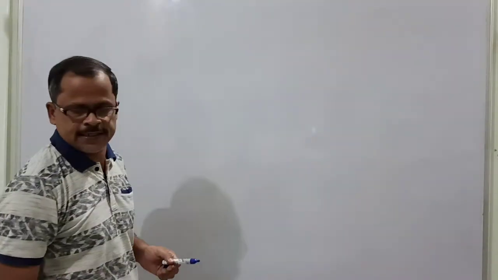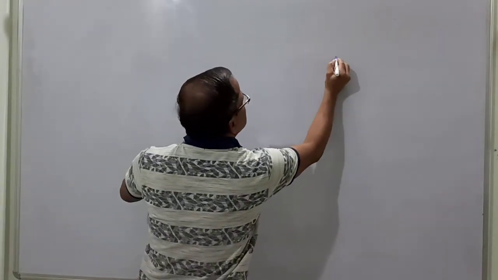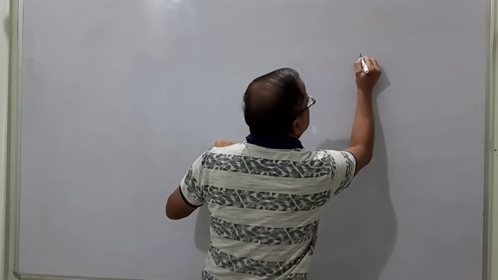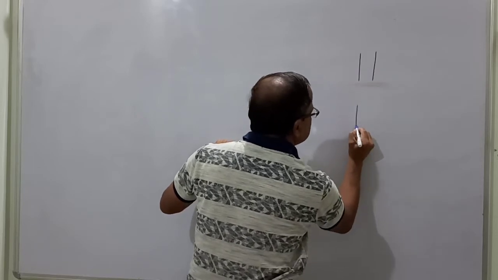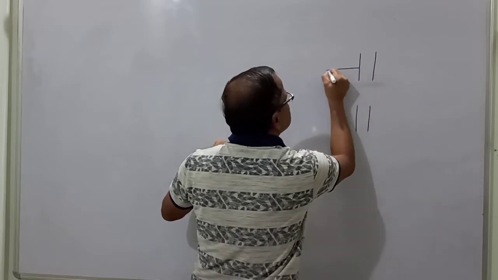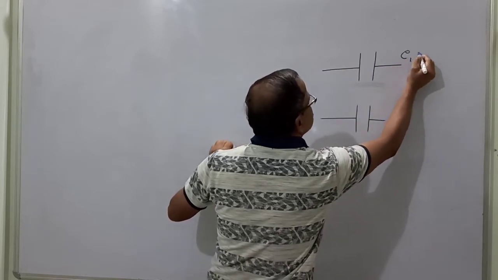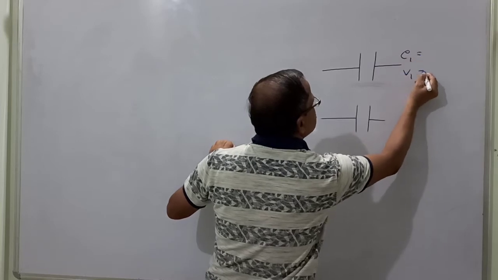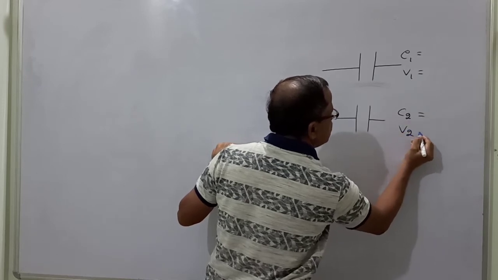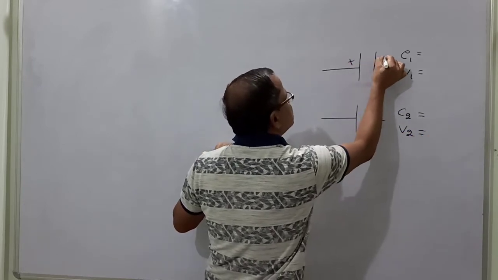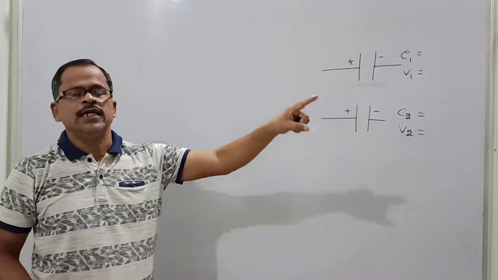The next interesting problem is based on capacitors. The question is, there is a capacitor. Everybody look here. This is a capacitor, and this is another capacitor. These capacitors are initially charged. Let the capacitance be C1 and its potential V1, and this capacitor is C2 with potential V2. This is positive, this is negative, this is positive, this is negative. The capacitances and potentials are C1, V1 and C2, V2.